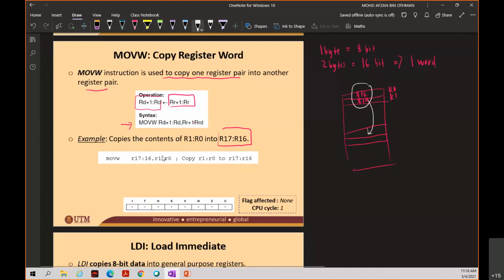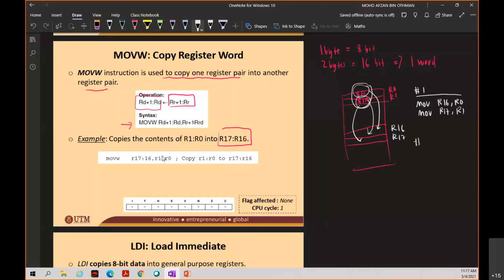There are two ways to do that. The first way is by using the MOV instruction, where you copy 1 byte at a time. You copy R0 first and put it to R16, and then you copy R1 and put it to R17. So you use MOV R16, R0, and MOV R17, R1. So this is the first method.